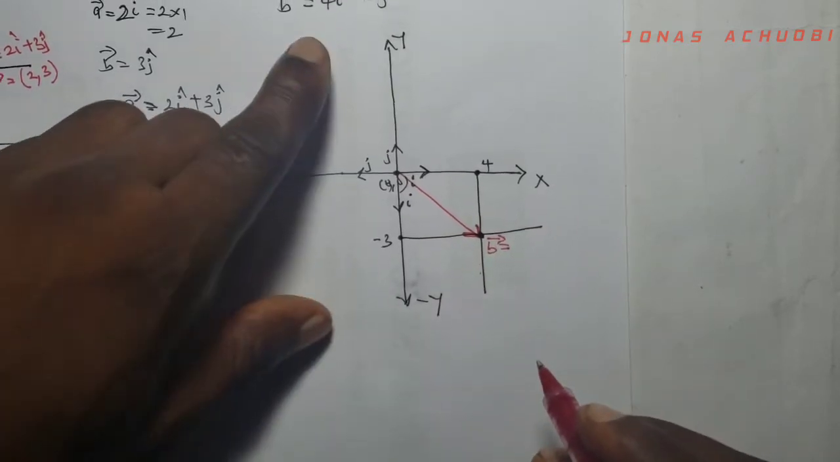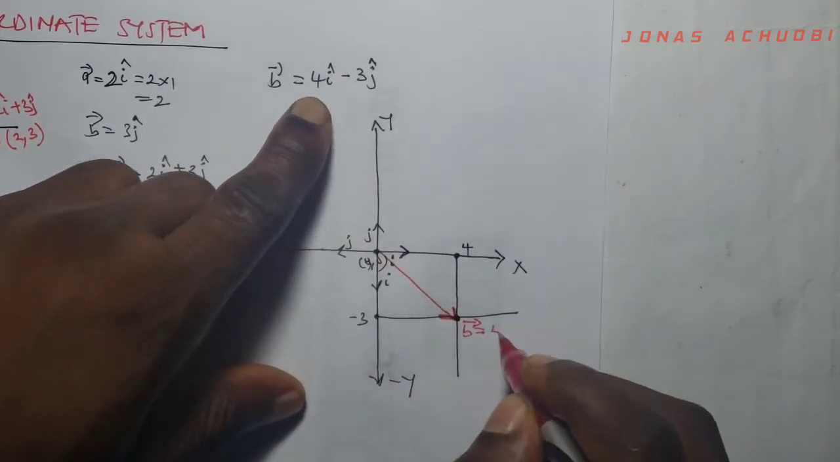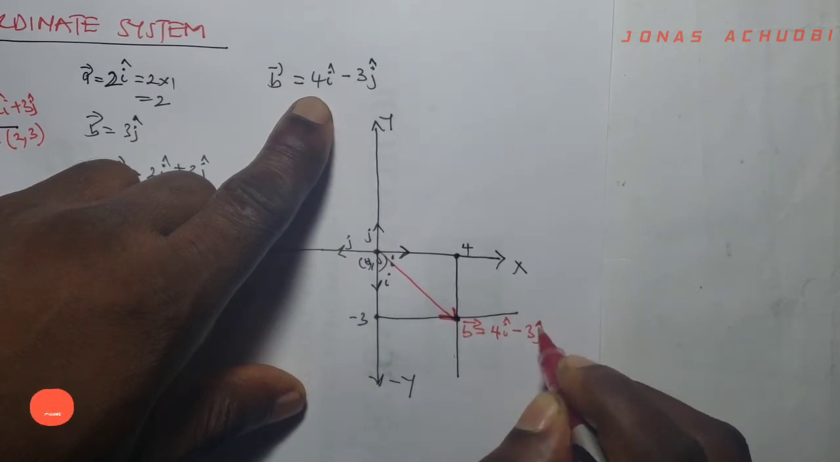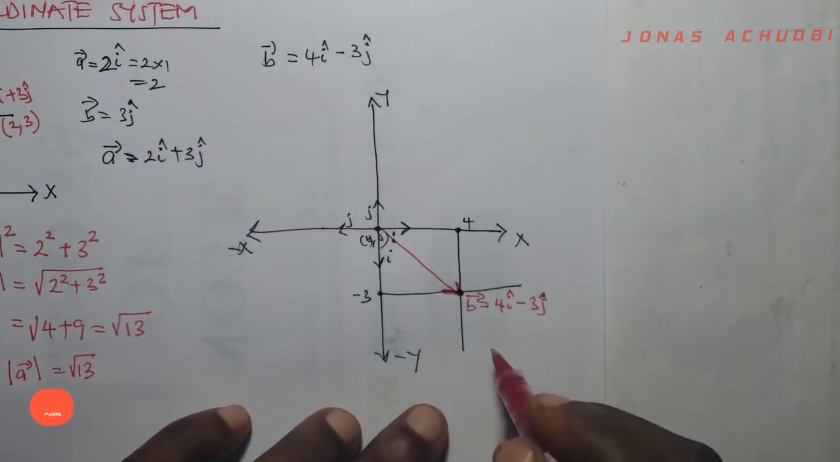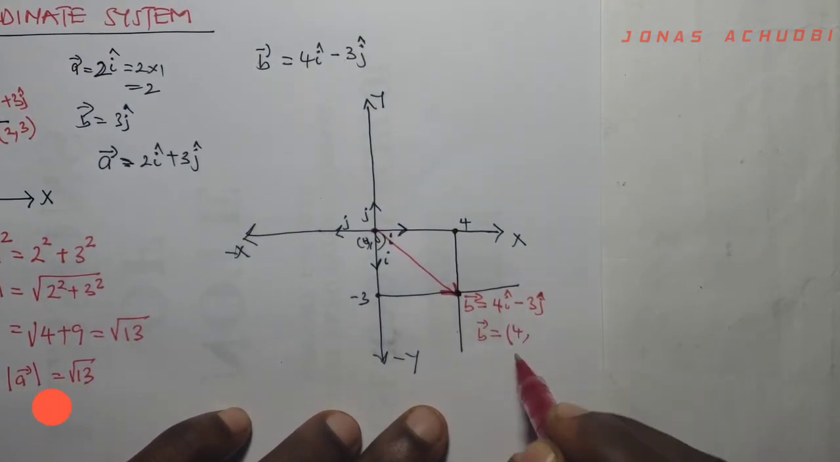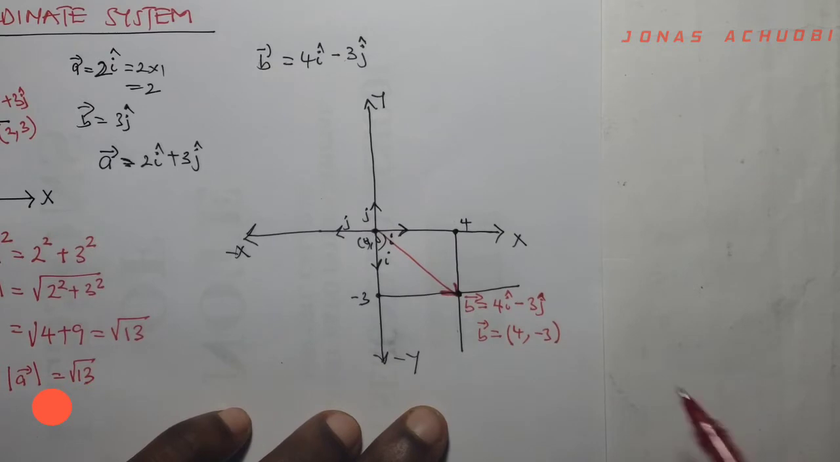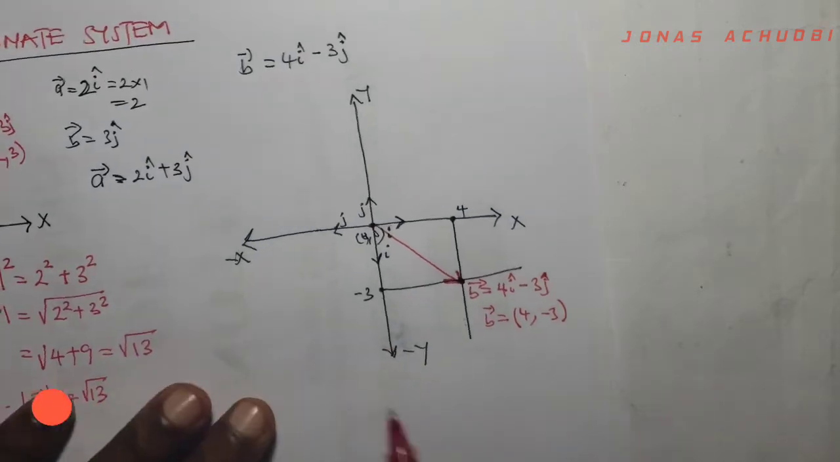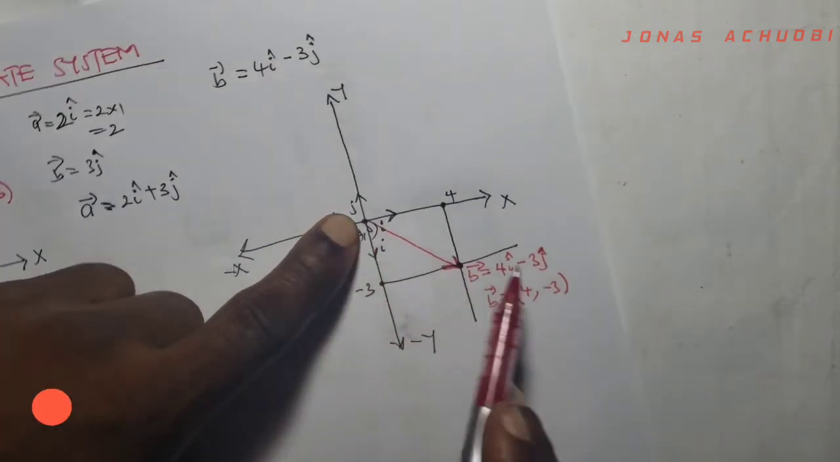And what is vector B? Vector B is given as 4i minus 3j. And of course, in terms of coordinates, we can see that vector B has the coordinate 4, negative 3, where 4 represents the units in the x direction, and minus 3 represents the distance in the y direction.